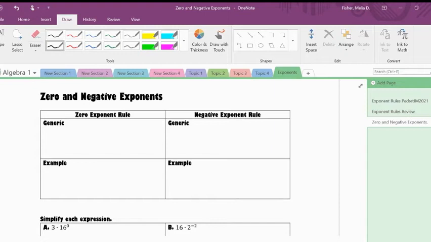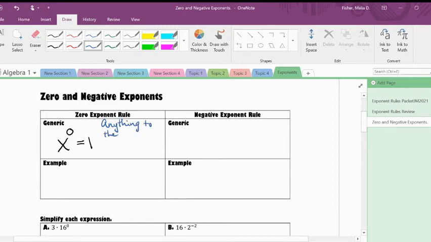Zero and negative exponents. Let's talk about the zero exponent rule. In the generic form, we say that x to the power of 0 equals 1. Really, anything to the power of 0 equals 1.